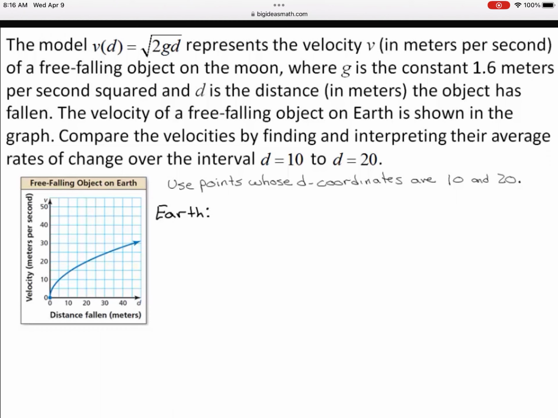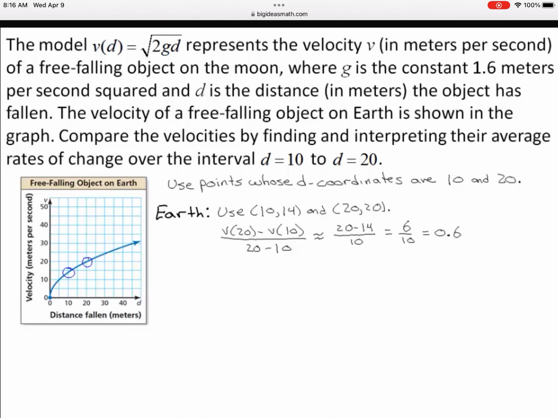Using the graph, notice that when d equals 10, v is approximately 14, and when d equals 20, v is approximately 20. So use the points (10, 14) and (20, 20). The average rate of change of the velocity of a free-falling object on Earth is given by the quantity v of 20 minus v of 10 divided by the quantity 20 minus 10. Substituting 20 for v of 20 and 14 for v of 10 simplifies the expression to the quantity 20 minus 14 divided by 10, or 6 divided by 10, which equals 0.6.